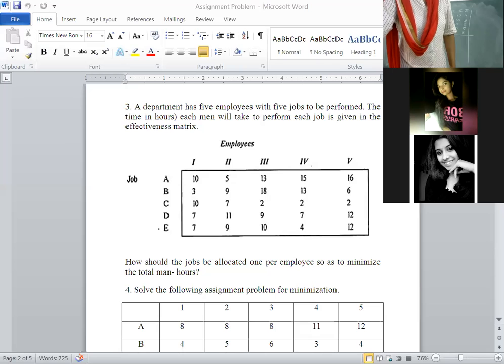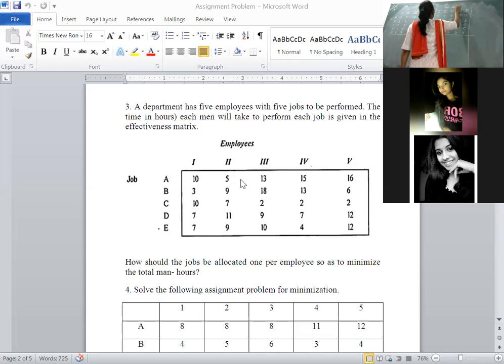Okay. Listen, good morning once again. Till here we did yesterday. That's why I wrote on the board at 10:25 itself. This is the given problem. I will share the screen also. If you remember, a department has 5 employees and 5 jobs. In the given problem, you have to minimize the total man hours. First we have to perform the row operation.